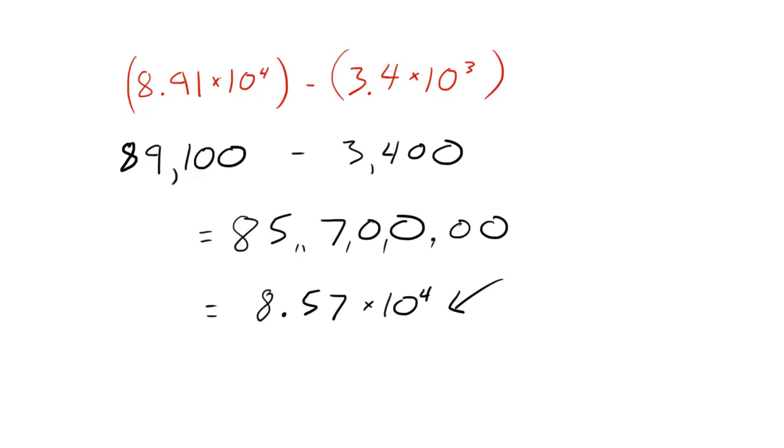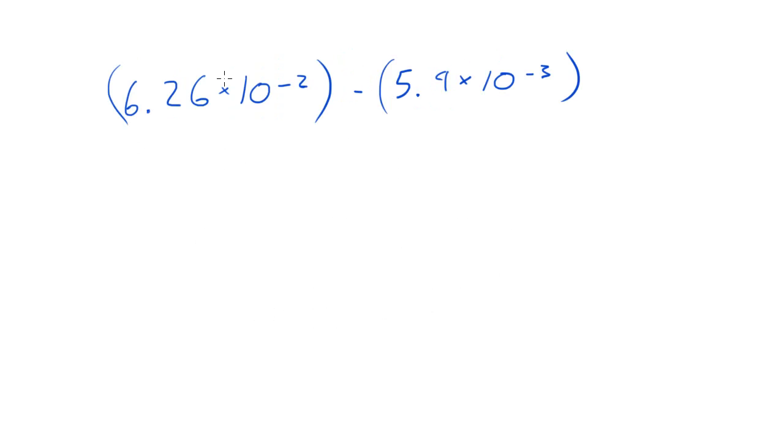So now let's go ahead and move on to an example where we see a negative subtracted from a negative. So the very first thing we need to do, of course, is convert this to standard notation, and 6.26 times 10 to the negative 2 is point.